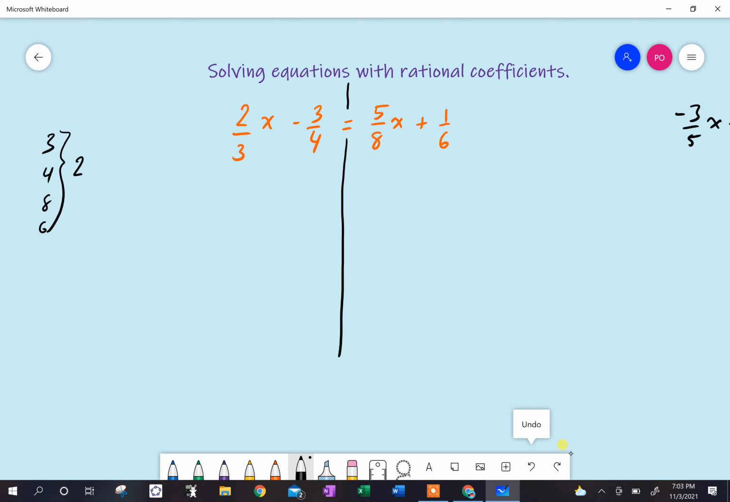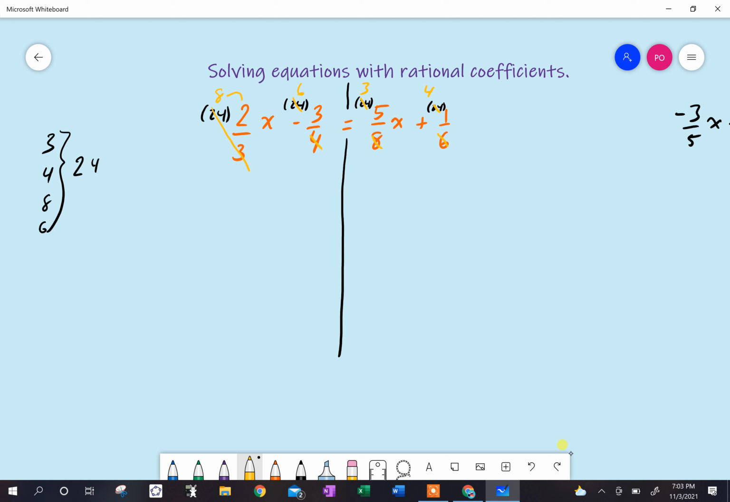All right, so what I'm going to do is multiply each term by 24. 24, 24, 24, and 24. And when I do that, something awesome happens. I know that 3 goes into 24 8 times. I know that 4 goes into 24 6 times. I know 8 goes into 24 3 times. And I know that 6 goes into 24 4 times.